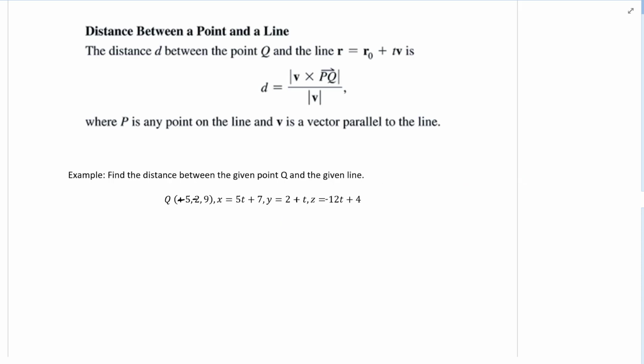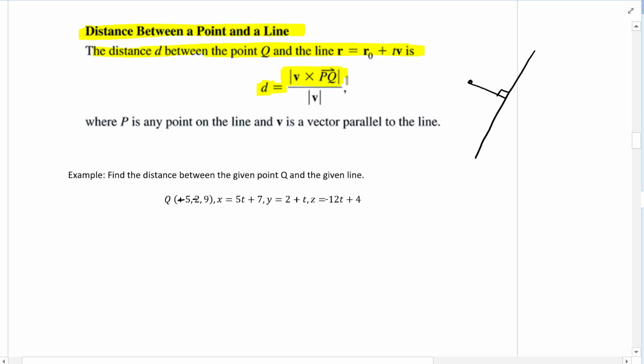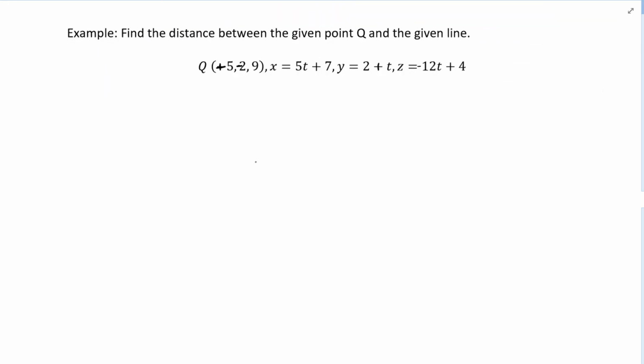And let's solve one more problem. First, let's discuss a little bit the distance between a point and a line, right? So a point and a line, the distance would be this perpendicular. But in space, the distance d between the point Q and the line r is d equals the magnitude of the cross product v times PQ over the magnitude of v, where P is any point on the line and v is a vector parallel to the line. So let's take a look at the problem we have here.